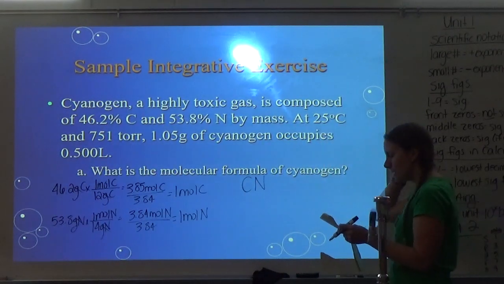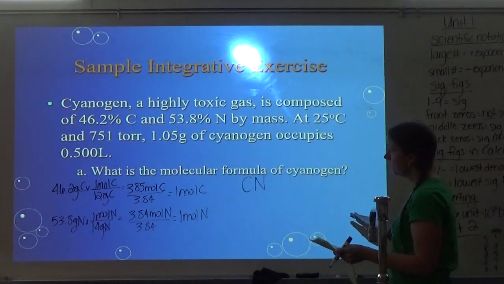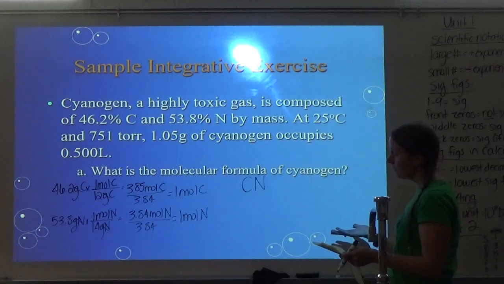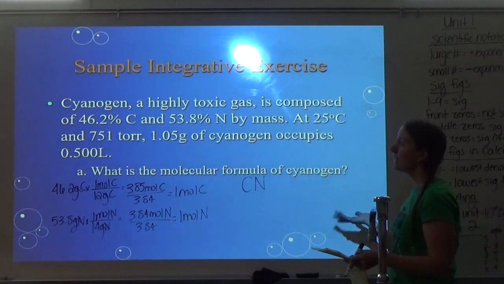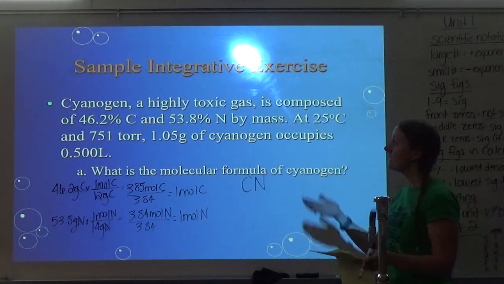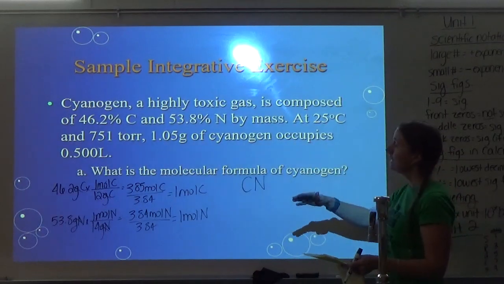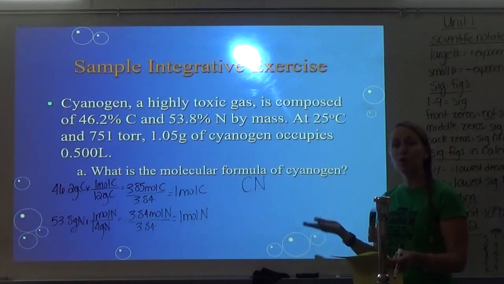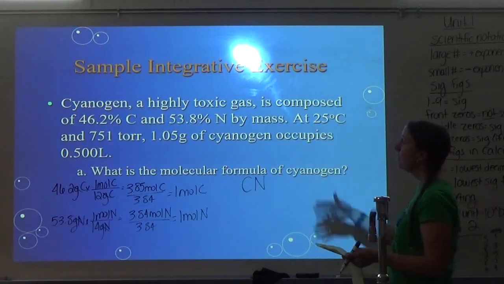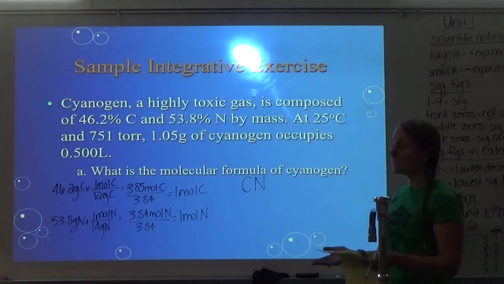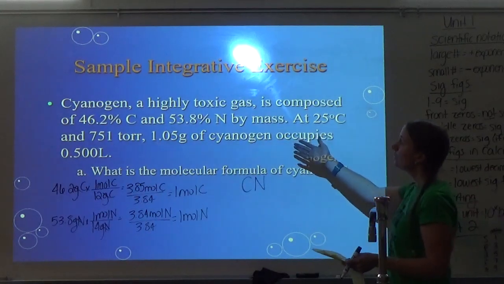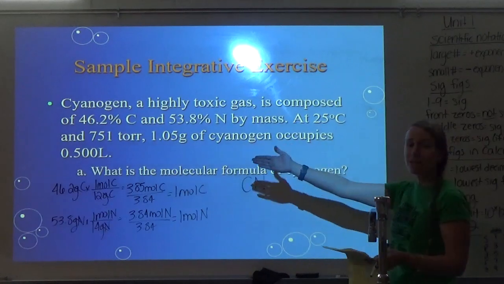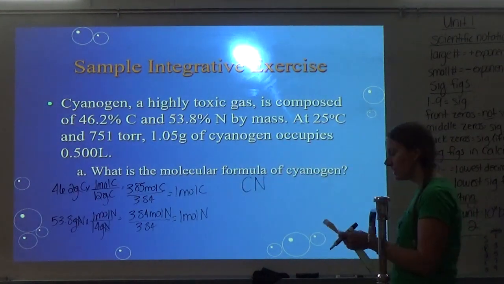However, they asked me for my molecular formula, so I can't just stop here. I need to get to the molecular formula. Remember, for molecular formula, I need to know the molar mass of cyanogen, because then I can divide the molar mass of the molecular formula by the empirical formula and figure out the whole number I need to multiply this by. But they weren't very kind. They didn't give us that information. I see though that they gave me a temperature, a pressure, grams, and a volume. So I can do some calculations here.